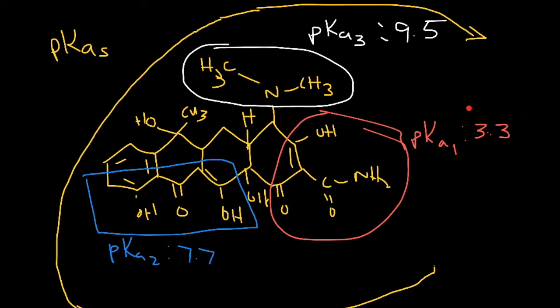pKa 1 is at the 3 o'clock, so the right side of the clock is at 3.3. Moving along the clock, 7.7 is at 7 o'clock-ish. Then 9 o'clock, if you turn your head around to get to the top, you're at 9 o'clock with pKa 3 at 9.5. That's one way to remember it.